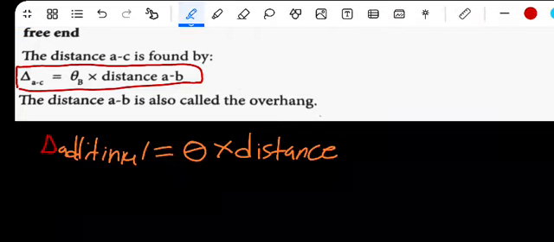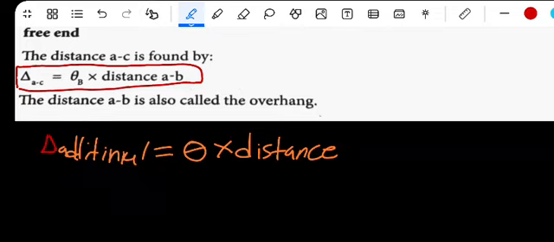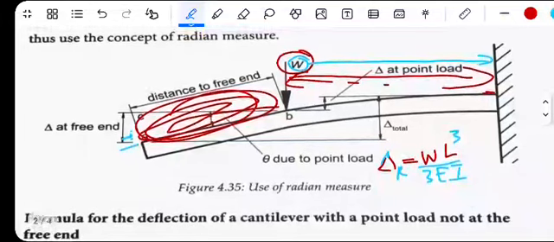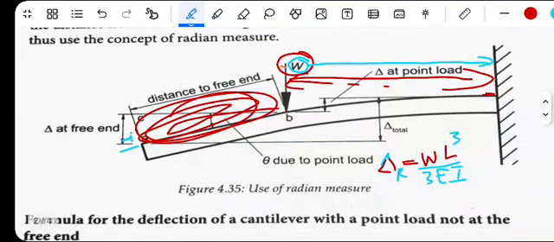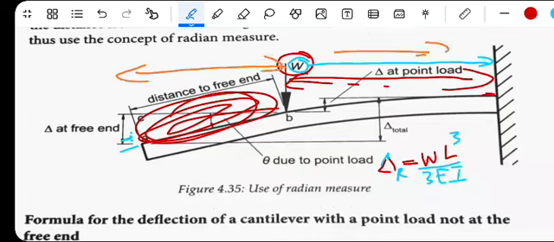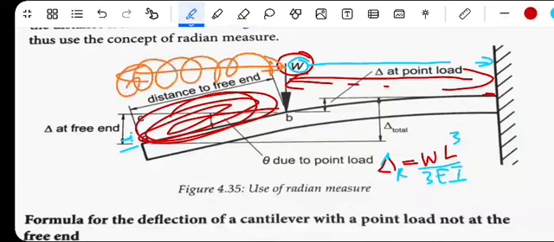What is that distance that we will multiply? What will be that distance? The additional distance will be the distance from the point load to the left. Not this side, no. Now to the left, for this additional.